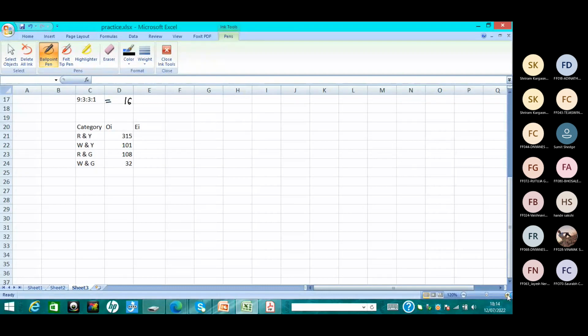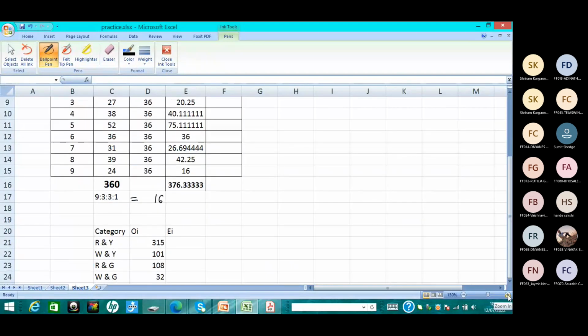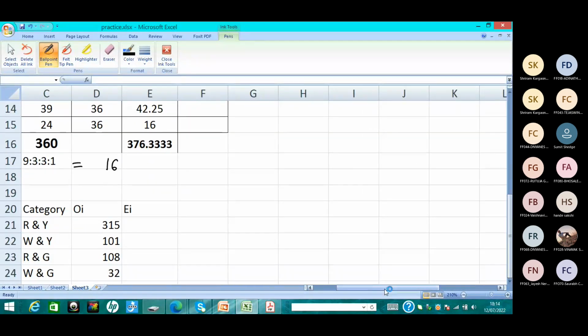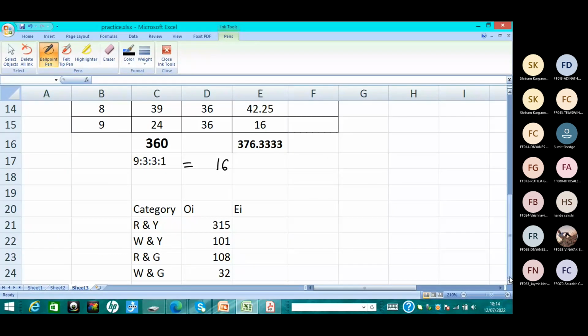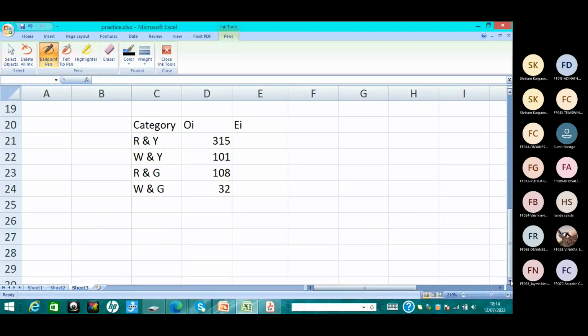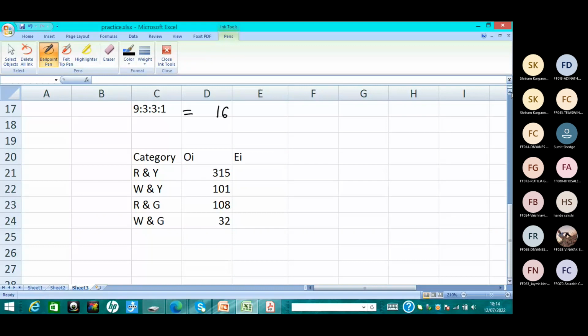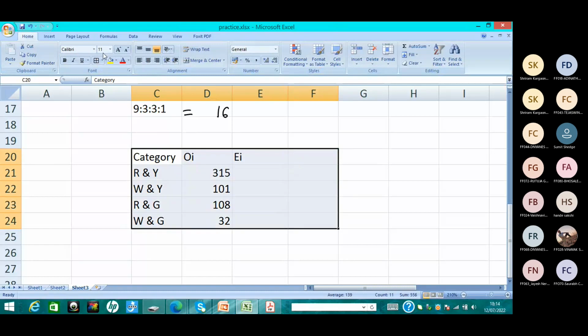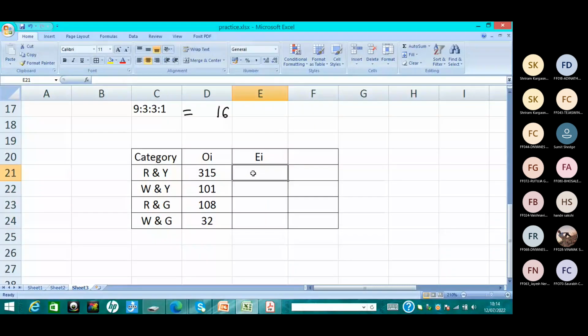Let me zoom in so everybody can properly see these calculations. So this is the data, and it should be according to this. So out of 16, E1 is 9 out of 16, right? So be careful, write in the same ratio that is given. Out of 16, 9 parts are of this one.